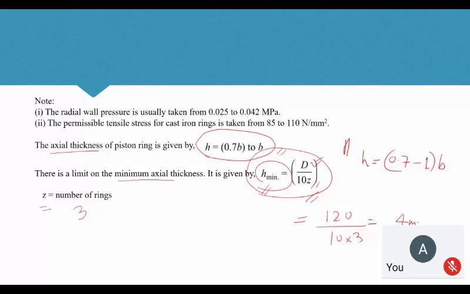4 millimeter. That means the thickness of the ring should be 4 millimeter. In this way you will be able to determine the minimum thickness of the ring.